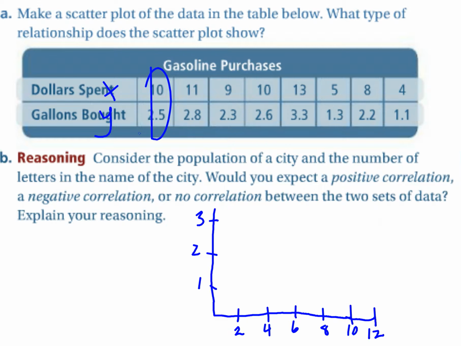So these are my ordered pairs. So 10, I will place at 2.5. These are approximate. 11, I will place at 2.8. At 9 would be 2.3. At 10, 2.6, so slightly above that one. At 13 would be 3.3. Make that a little darker. At 5, 1.3. 8, that is 2.2, so about there, and 4 is 1.1.